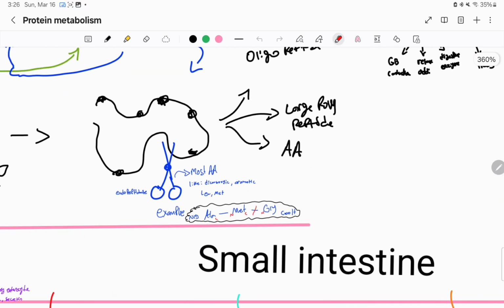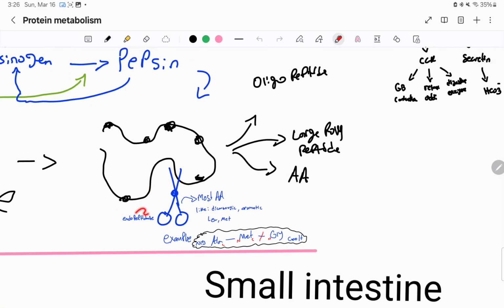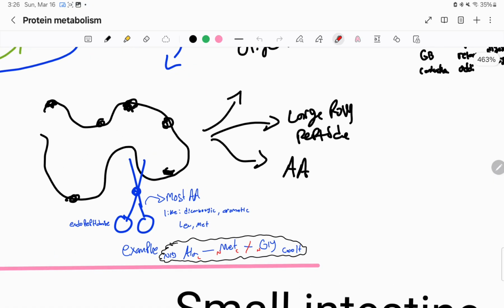Now, pepsin is an endopeptidase, meaning it will act within the actual protein, okay? It'll act on the amino acids that are in between. And it's actually going to cut most amino acids, like the dicarboxylic ones. So that'll be your aspartic acid and your glutamic acid. It'll cut the aromatic amino acids. And it'll also cut some leucine and methionine, okay? But specifically, guys, it is acting on the C-terminus of all of these.